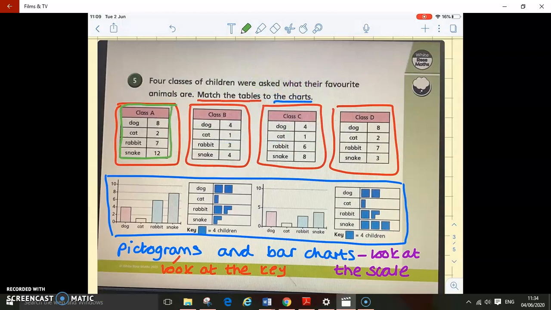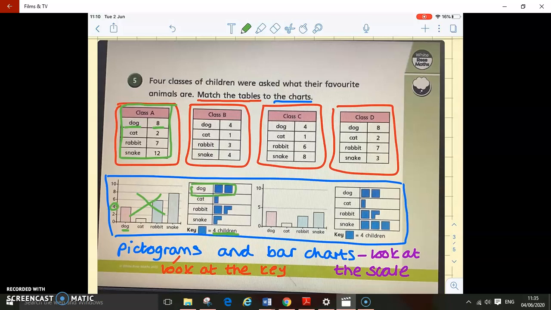We're going to look at class A. Now, I don't need to look at all the information at once. I can start by just looking at the dog part of each of those charts underneath. I can see from the table that in class A, 8 children said that their favourite animal was a dog. So now I'm going to look at the charts underneath, and I can see in this first chart that for the dog, there were only 4 children. So I'm going to reject that one. I know that that one can't possibly be right.